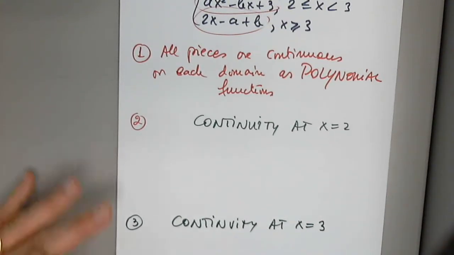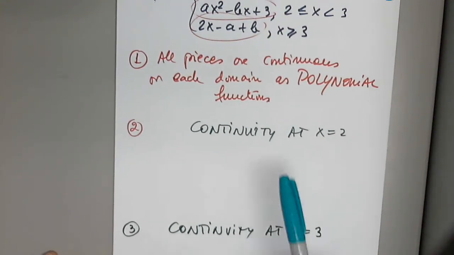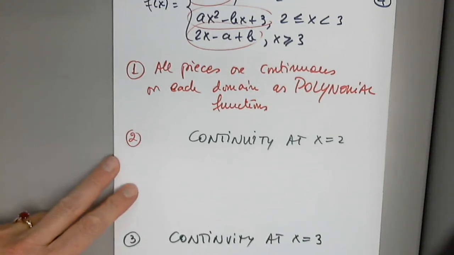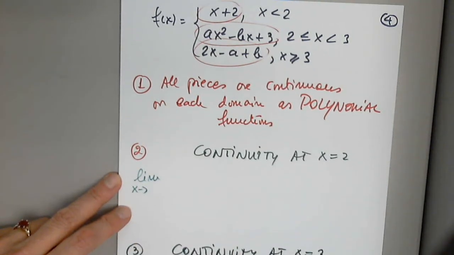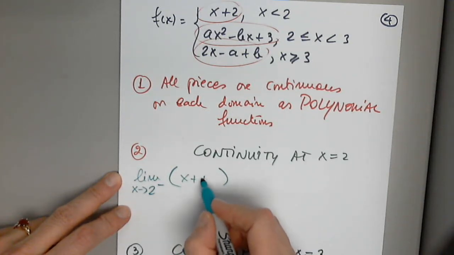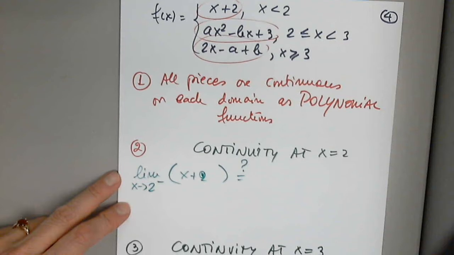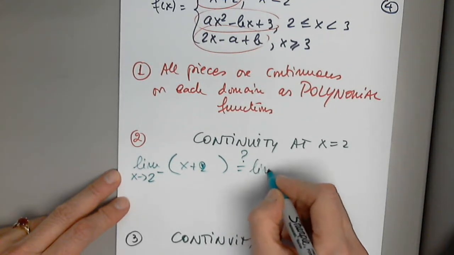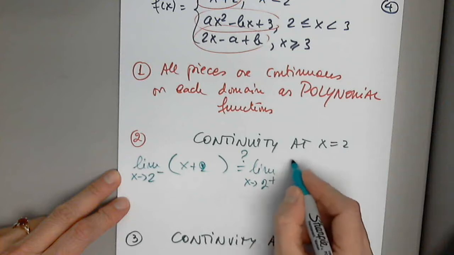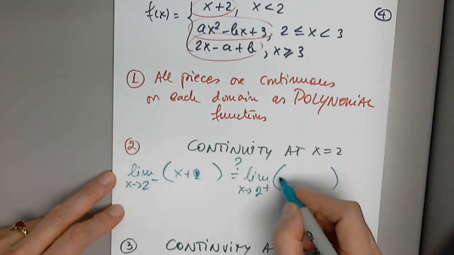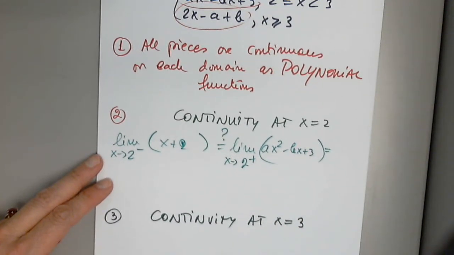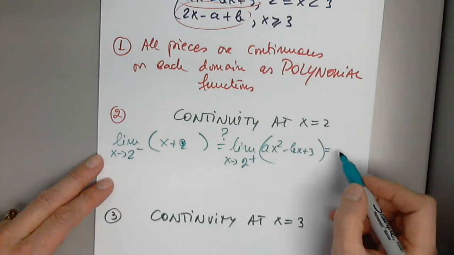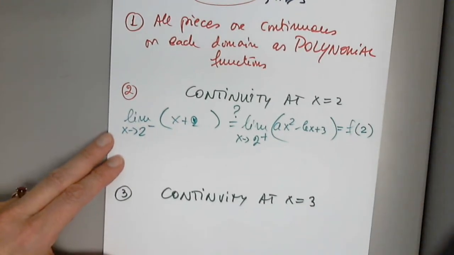Good. So please dictate the definition of continuity at 2. What do I have to write? Very good. As x approaches 2 from which part? Excellent. We have to make it equal. Limit as x approaches 2 from the right, from which branch? Ax squared minus bx plus 3. And it must equal, yes, f of 2. Excellent.